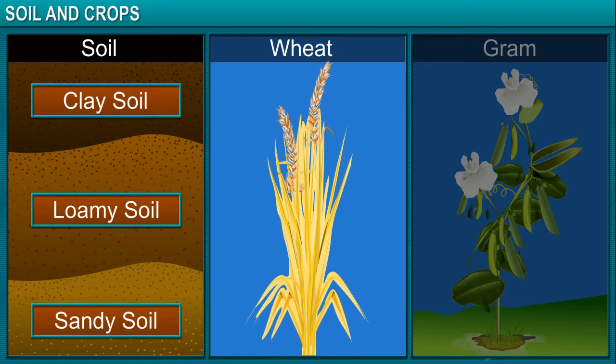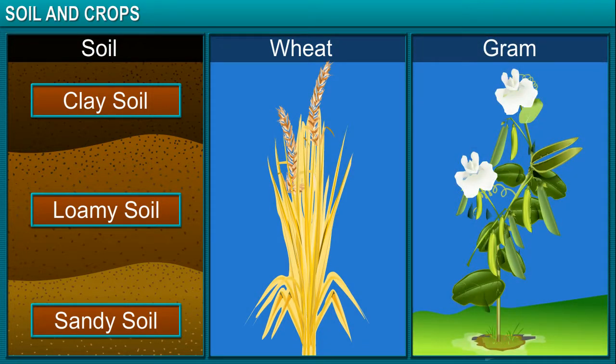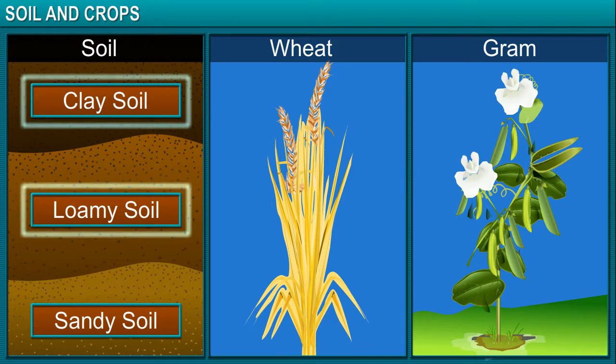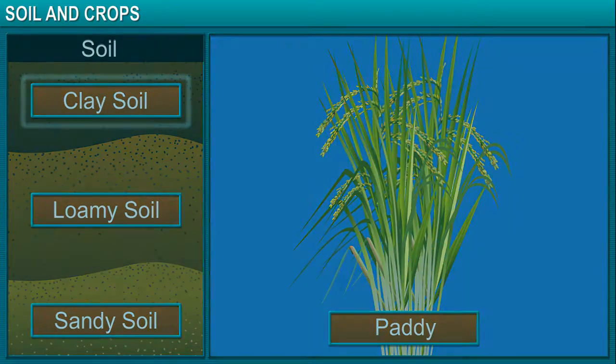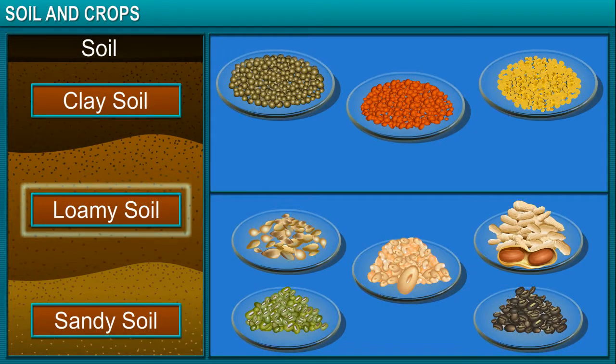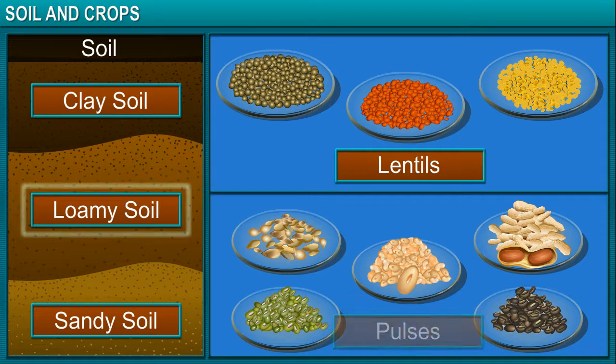Cereals like wheat and gram are grown in clay and loamy soils because these soils have better water retention capacity. Soil rich in clay and organic matter with good water retention capacity are ideal for paddy. Loamy soil, which drains water easily, is suitable for lentils and other pulses.